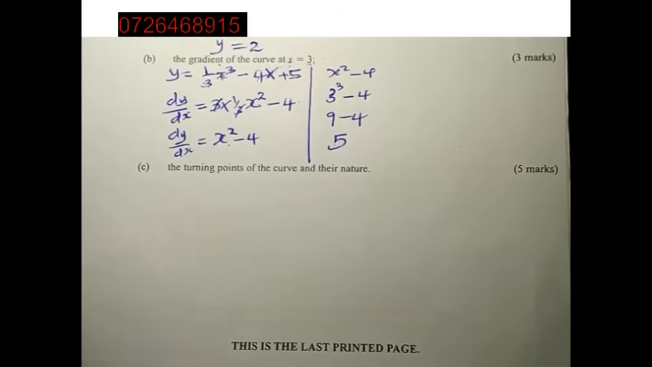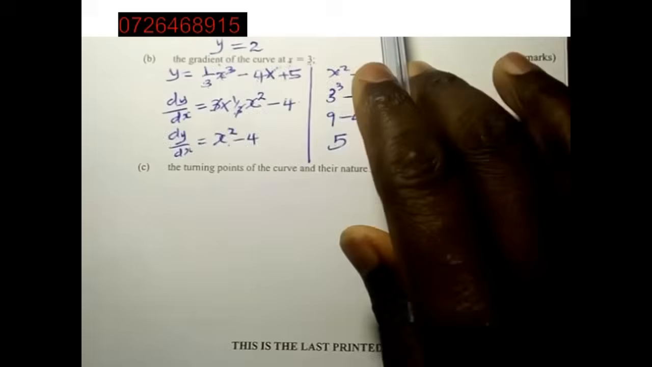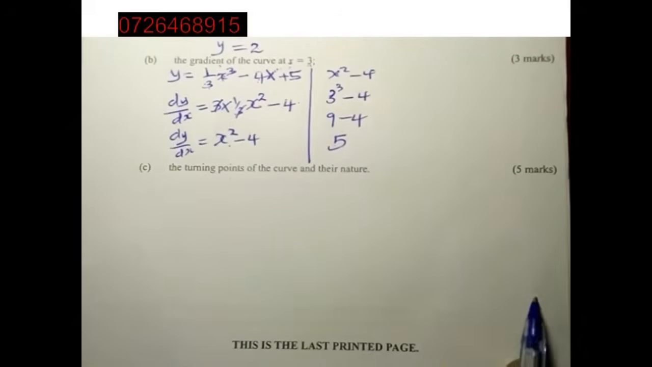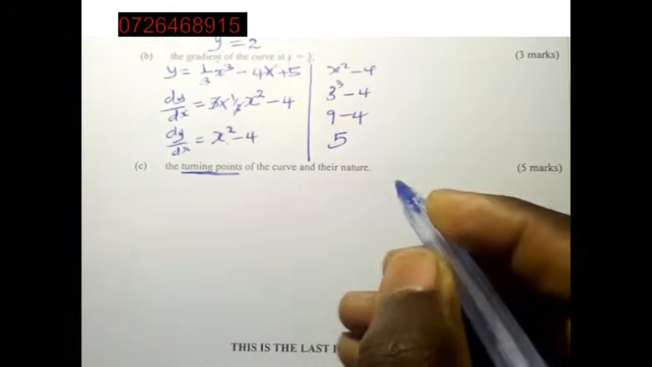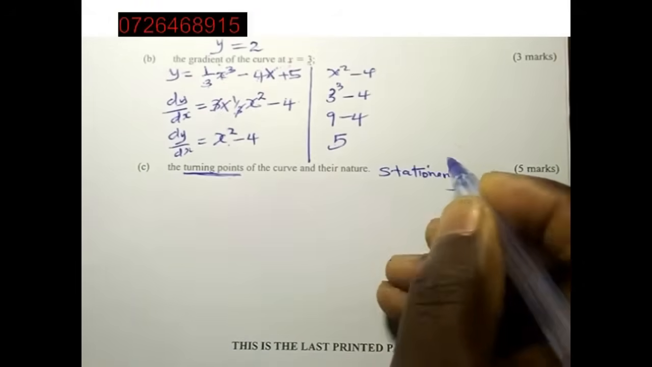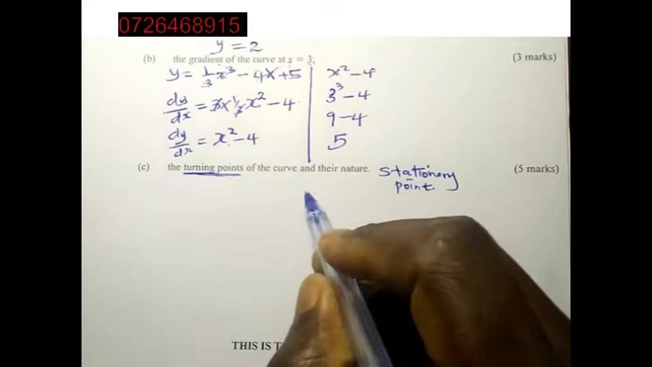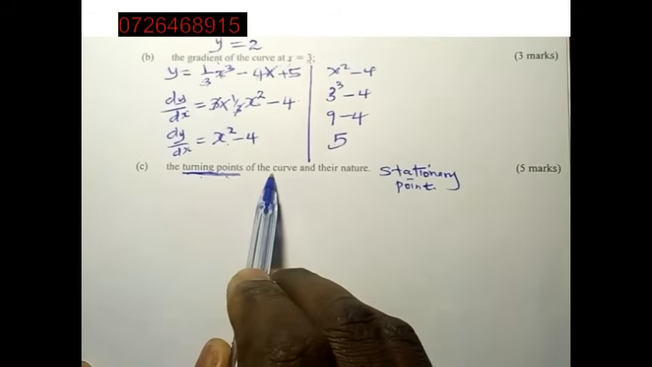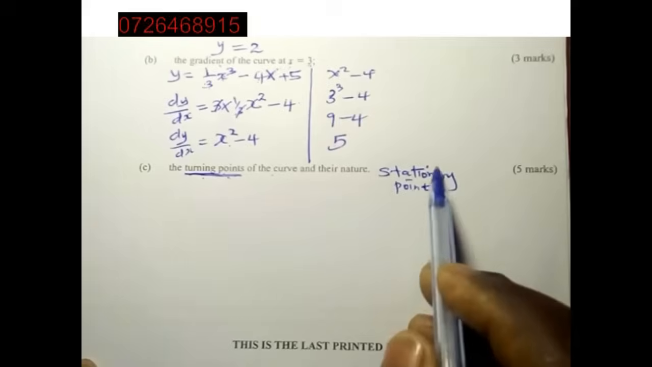Turning point. The turning points of the curve and their nature. So we will determine the turning points and the nature of the curve. So the other name you will find that it means the same as the turning point ni stationary points. So ukisikia mahali unaulizwa tafuta find the stationary points, ni kama kukuambia find the turning points. The turning point of a curve or the stationary point of a curve occurs when the gradient function is 0.